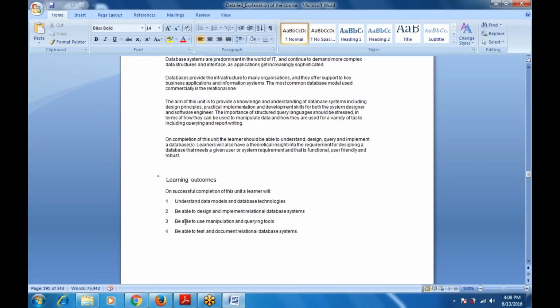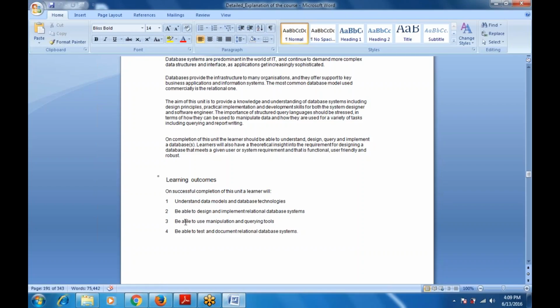One is understanding the basic concepts. Then the next one is designing and implementing. The next one is how to fetch the data from the database by using SQL. The last one is testing and documenting the relational database system. So these are the 4 LOs: LO1, LO2, LO3 and LO4.